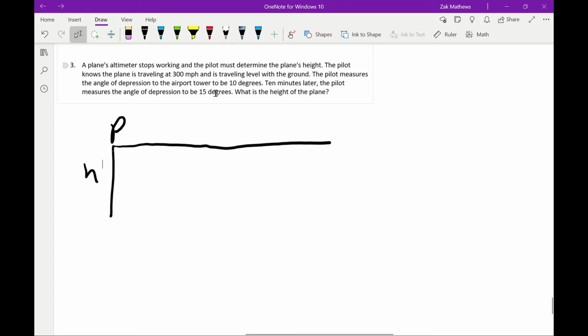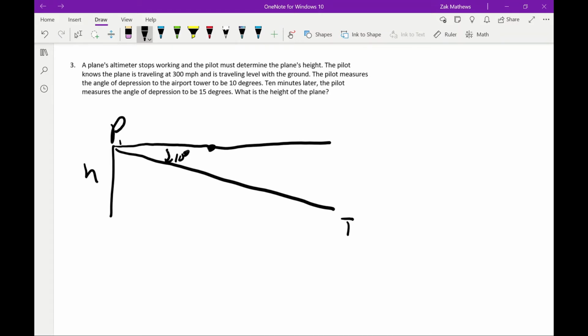The pilot measures the angle of depression to the tower. Let me change that line one more time. We'll put the tower over here. That angle of depression there is initially 10 degrees. Remember what I said at the first example, angles of depression, angles of elevation, always based off of a horizontal line. So from the plane's perspective, this is the horizontal line, angle of depression down by 10 degrees. The plane continues to travel, so I'll call this point P1, plane's initial position.